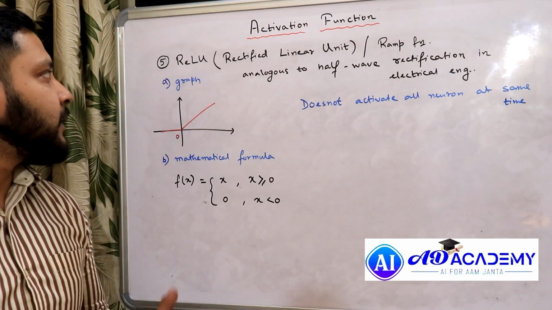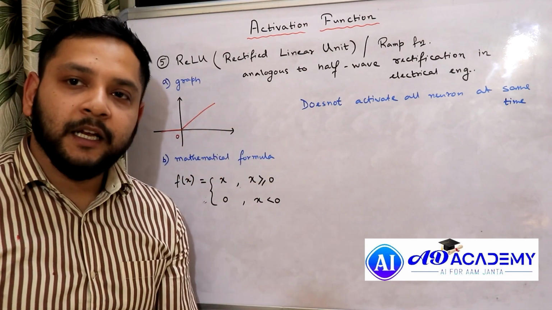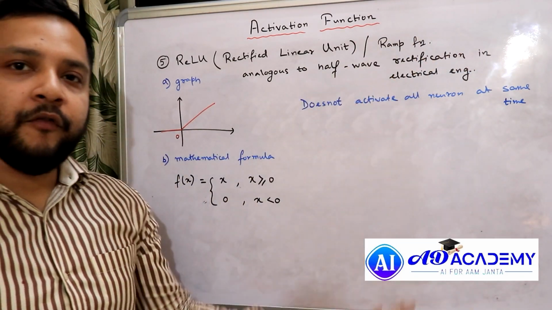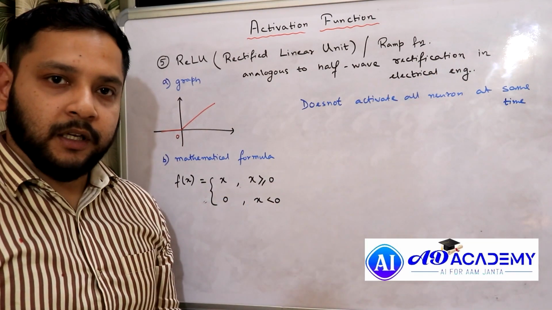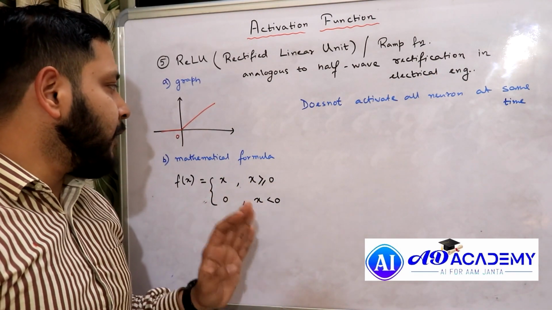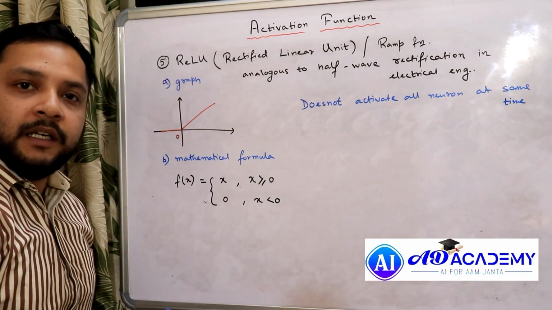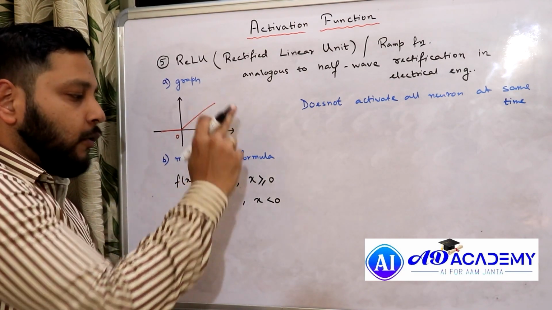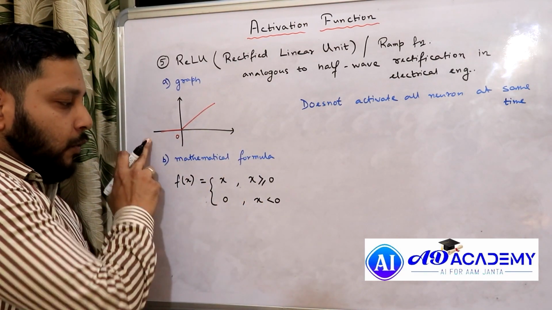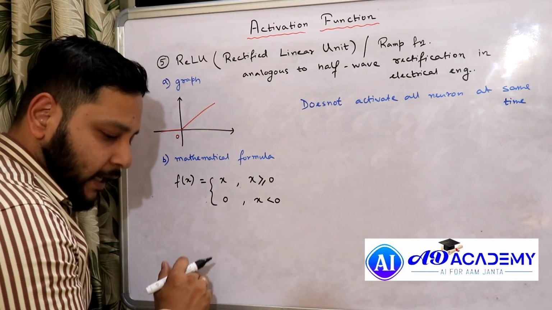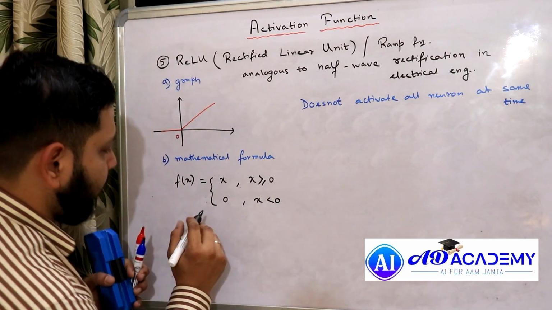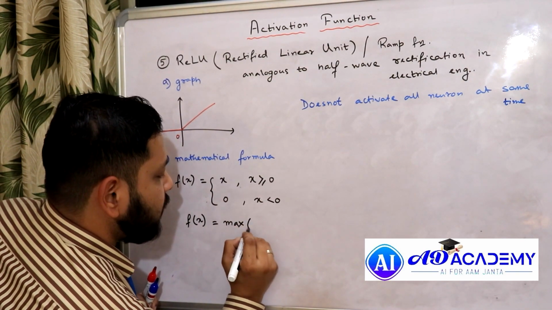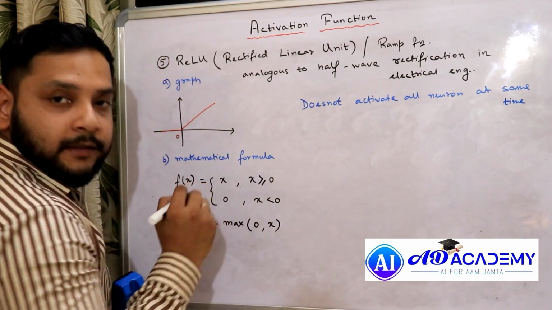Now let us understand ReLU. ReLU is rectified linear unit, or we can also mention it as ramp function. This is analogous to half-wave rectification in electrical engineering. Now let's understand the mathematical formula and the graph of it. We can mention it as f of x equals x for all values of x greater than 0, but it is equal to 0 when x is less than 0, or we can also write it as f of x equals max of 0 comma x.